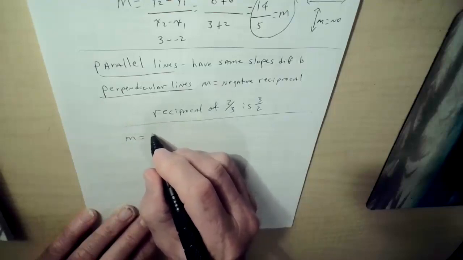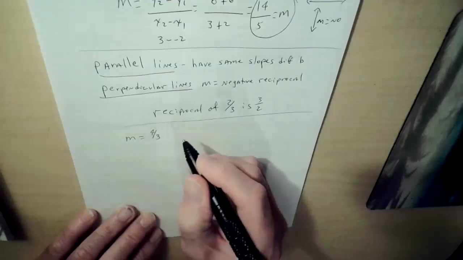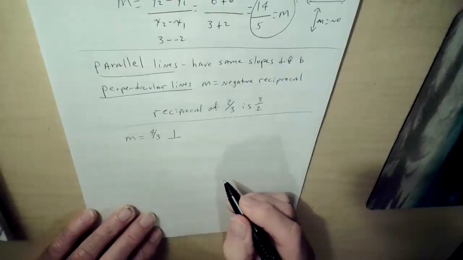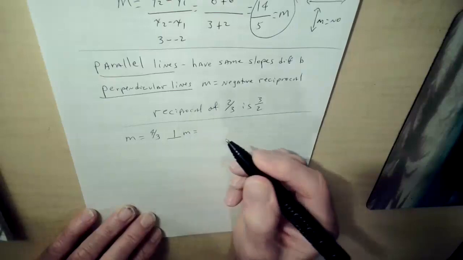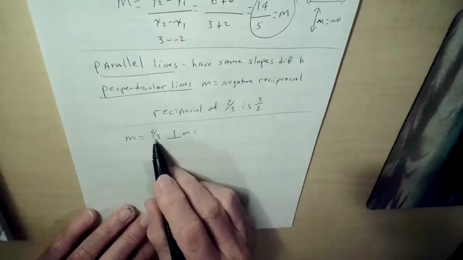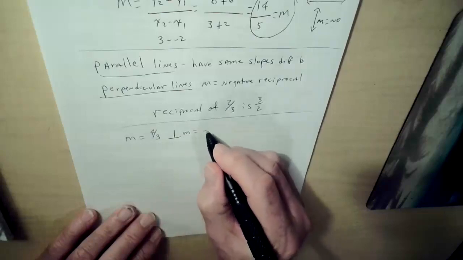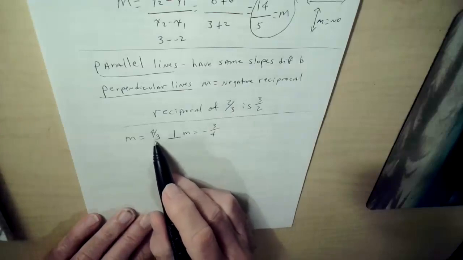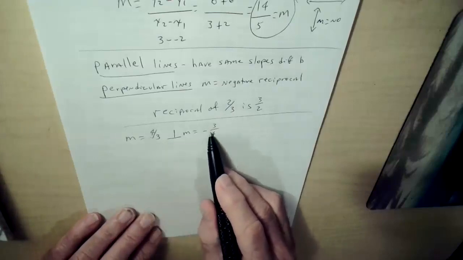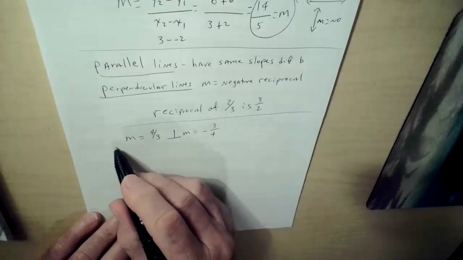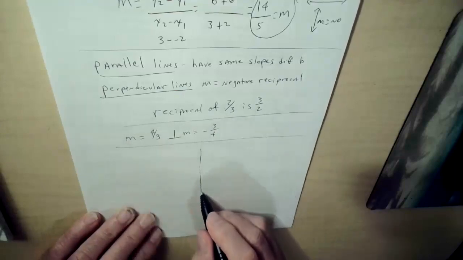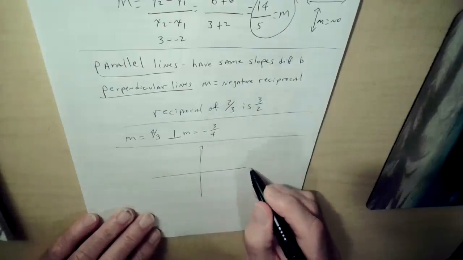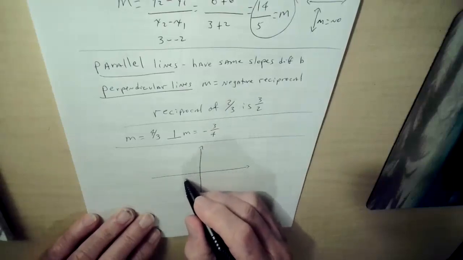That's what reciprocal means. Now, the negative reciprocal, if your slope is 4/3, and I'm going to use this symbol right here for perpendicular, the perpendicular slope is, remember, the negative reciprocal. It's going to be negative 3 over 4. Okay. One's positive, one's negative.